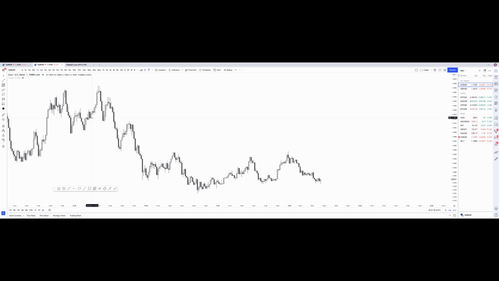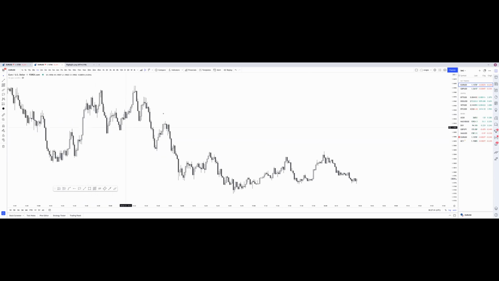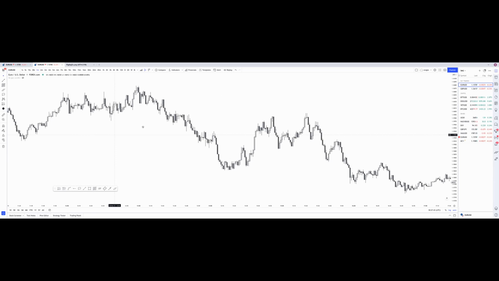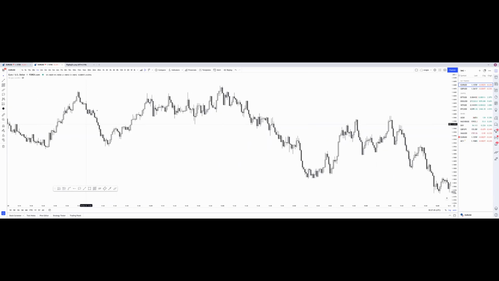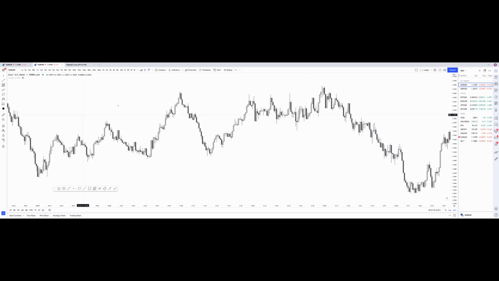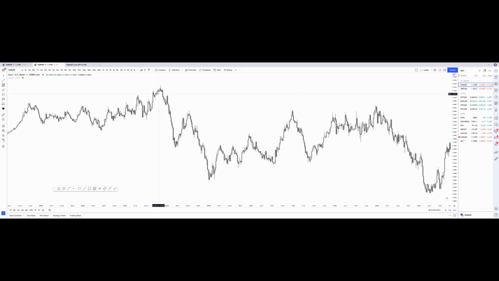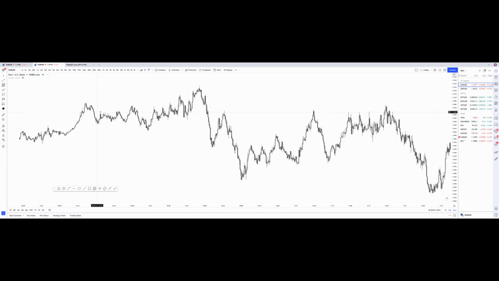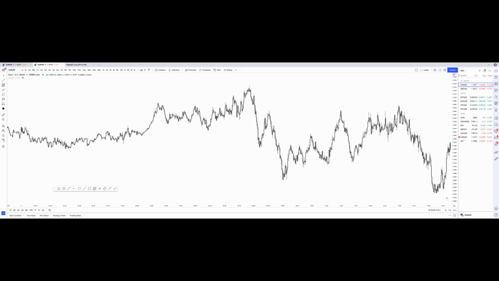But because this is a range, this is the change of character. Or here, this would be a change of character. Here to here, this high, this low, this high, this low, this high. But really, unless we're trading from very good areas, we wouldn't want to classify that as anything apart from a change of character. Does that make sense?